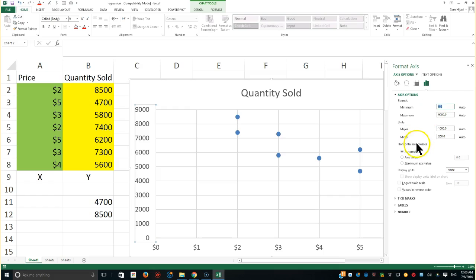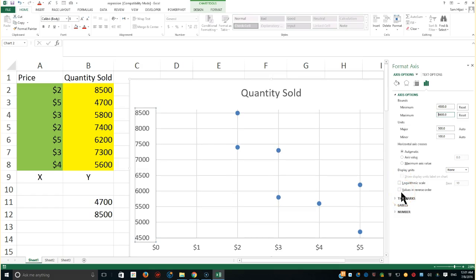I could click on the right button in this area and go to Format Axis, and I could put the minimum of that to be 4,500, and maximum I could put it like 8,000. Instead of 500, I'll put it 600, so I leave a little bit of room between them and hit enter. So this is going to look even better.